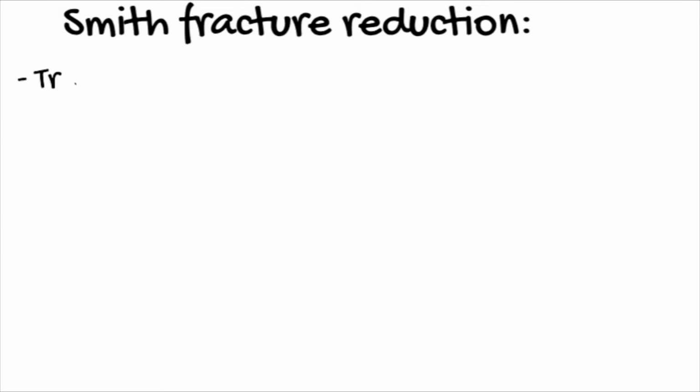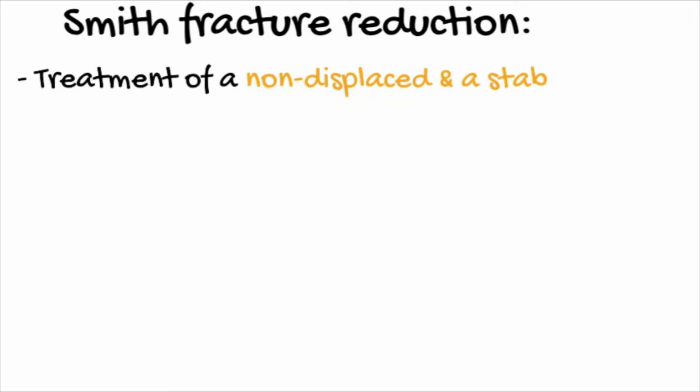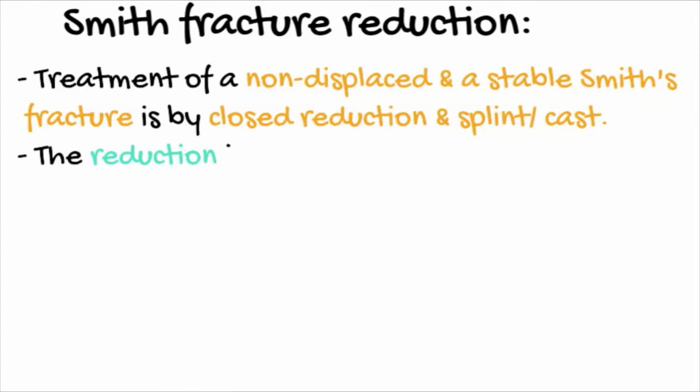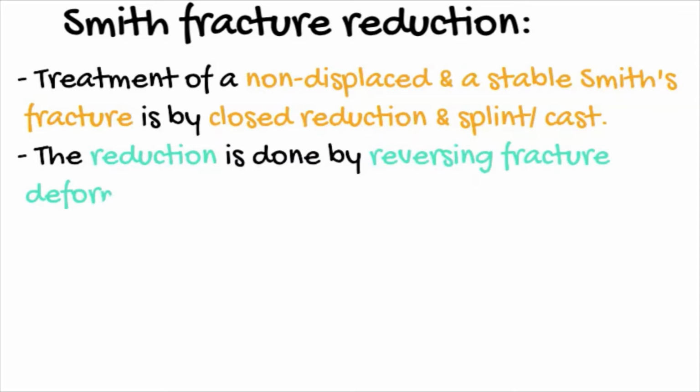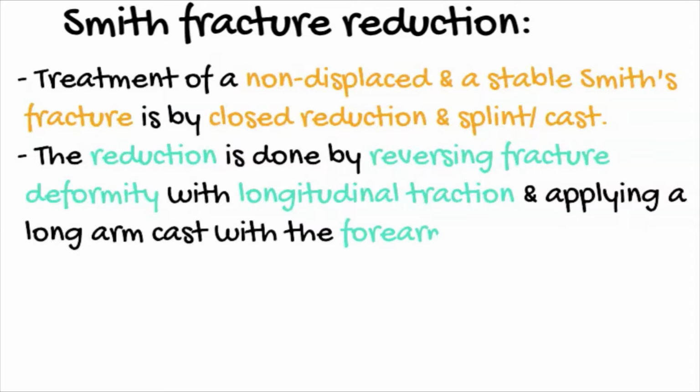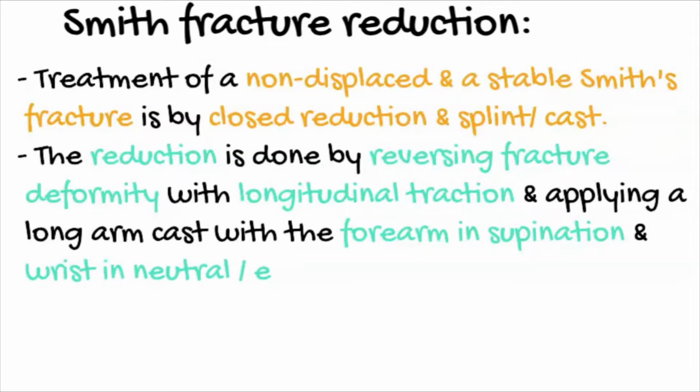For Smith fracture reduction, the treatment of a non-displaced or stable Smith fracture is by closed reduction and splint or cast. The reduction is done by reversing the fracture deformity with longitudinal traction and applying a long arm cast with the forearm in supination and wrist in neutral or extension.